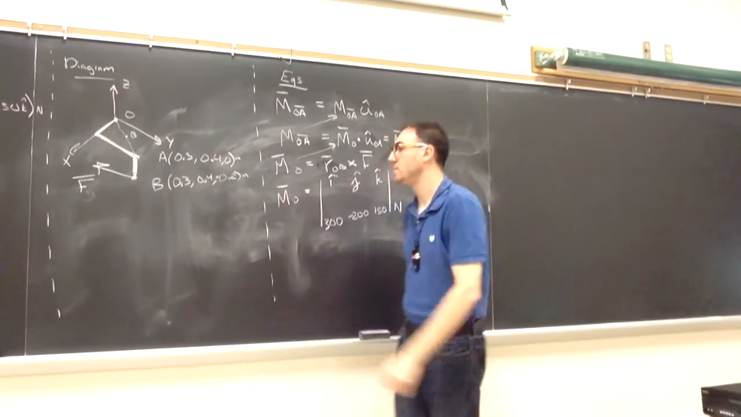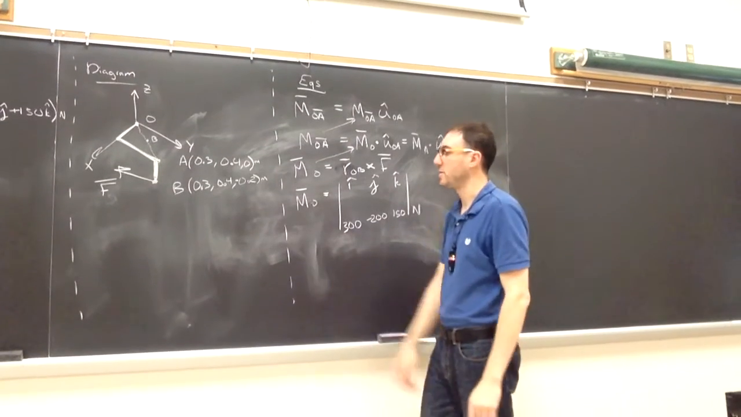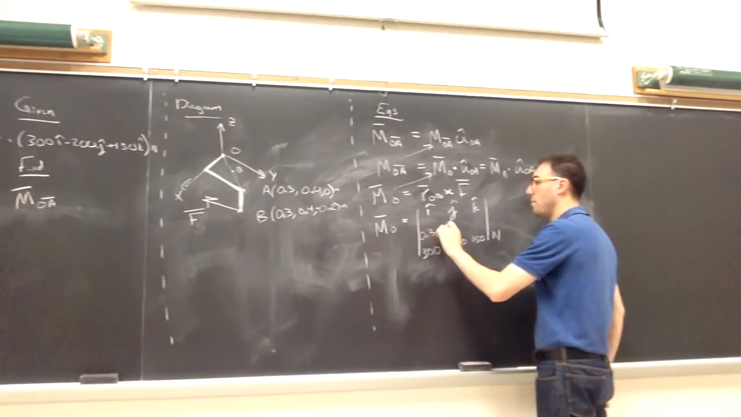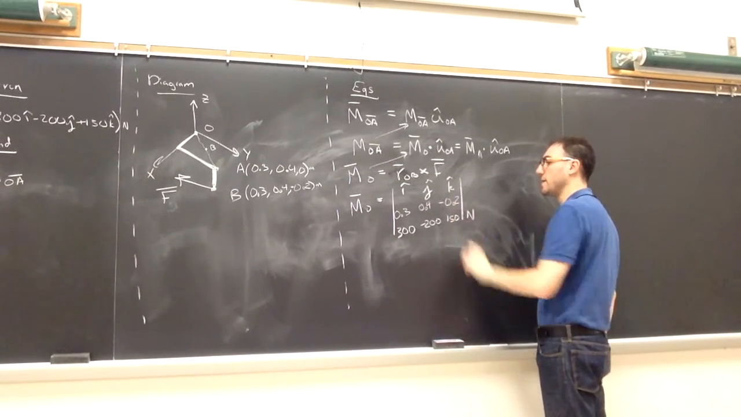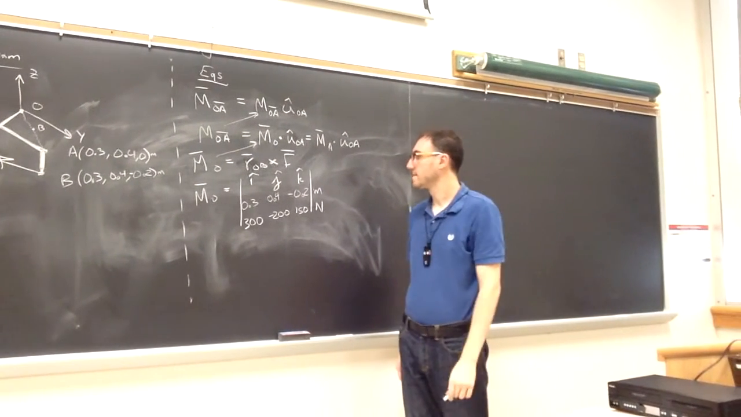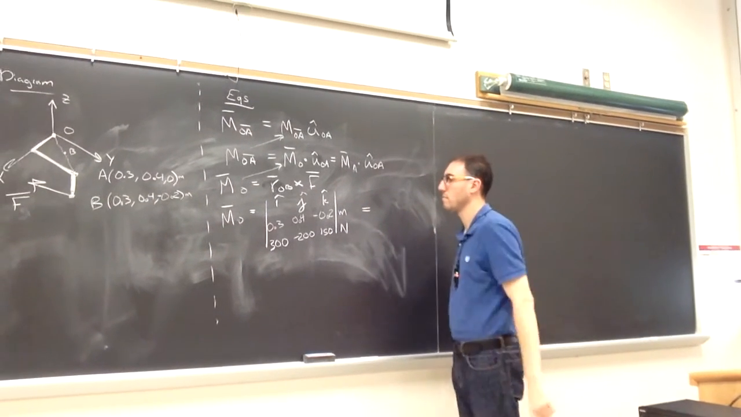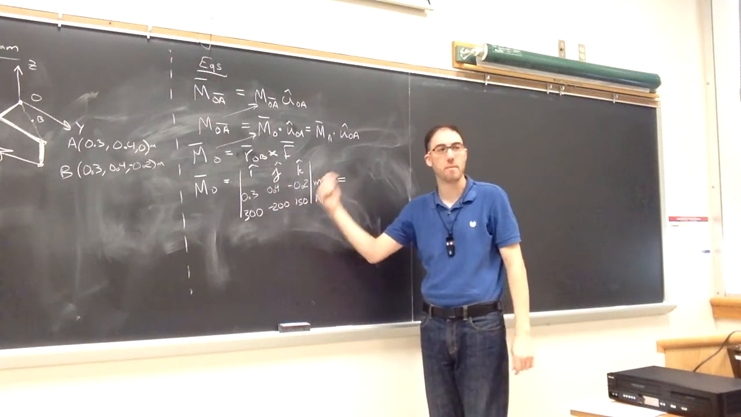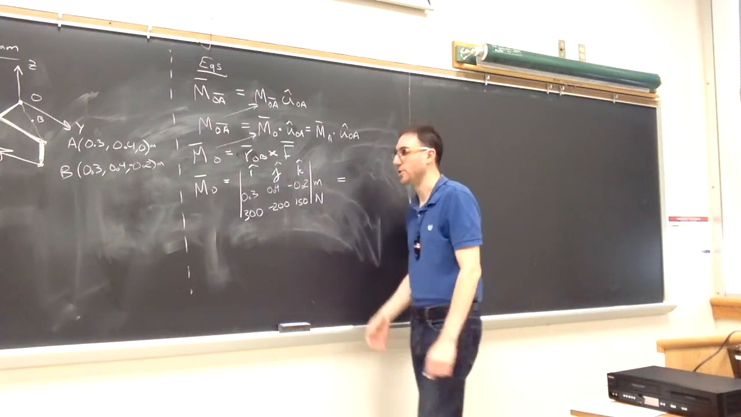My endpoint is B. My start point is 0, 0, 0. So the endpoint will be 0.3 minus 0 is 0.3, 0.4 minus 0 is 0.4, negative 0.2 minus 0 is negative 0.2. Right, so this is my r_OB cross F. This will give me the moment caused by F around point O, which is the origin.